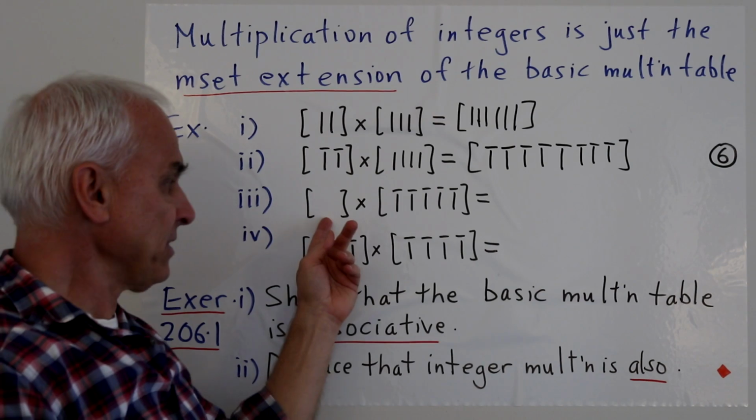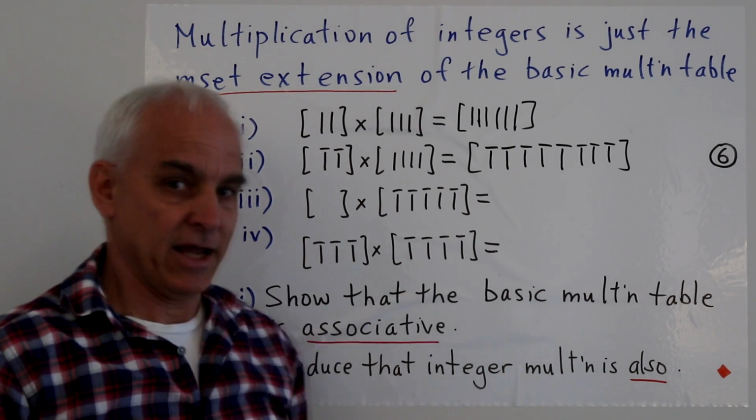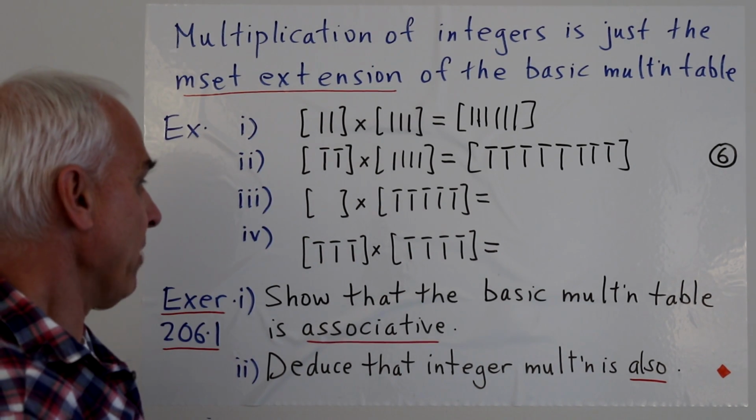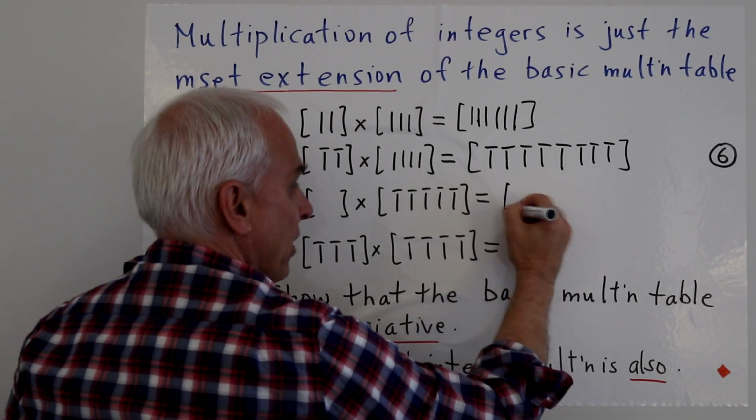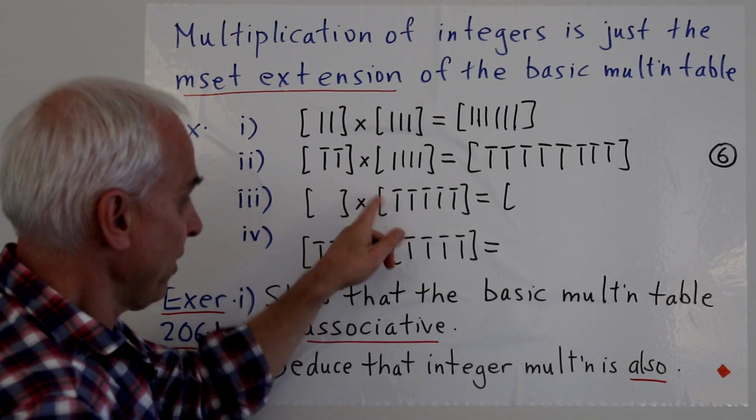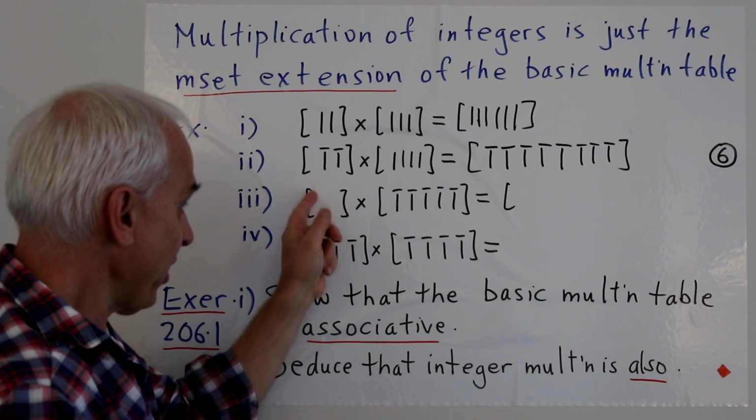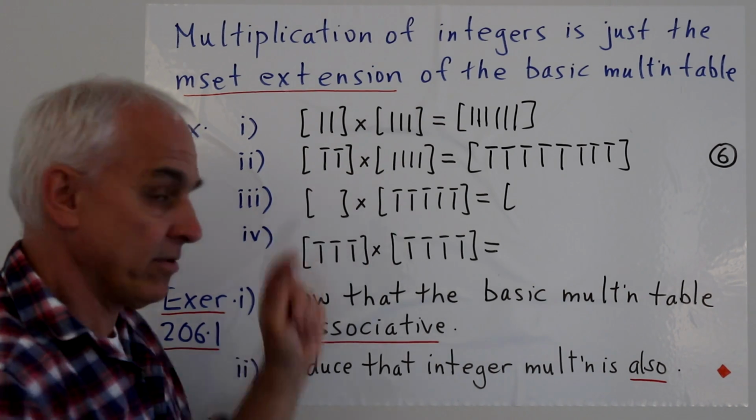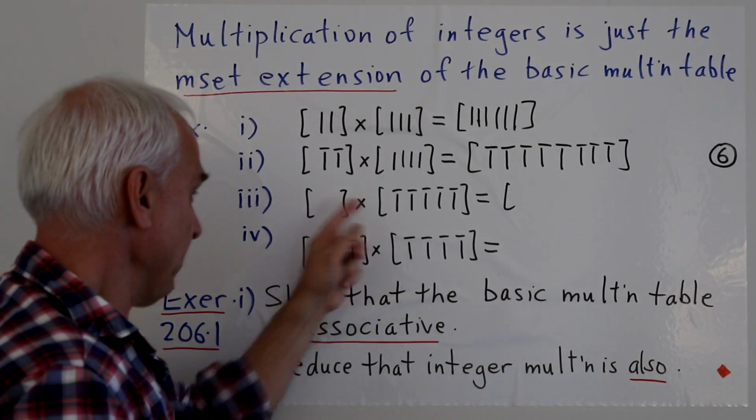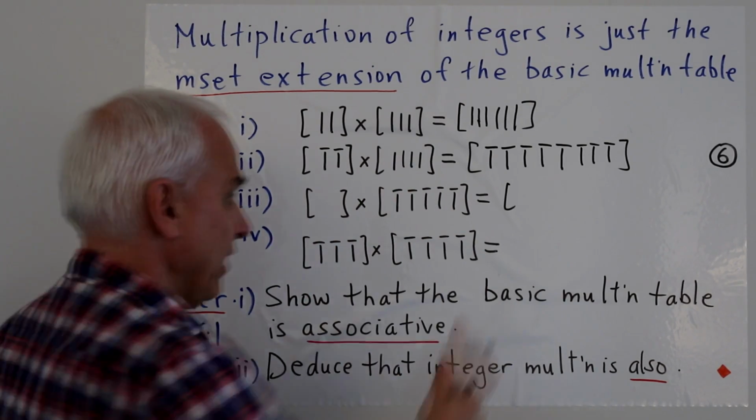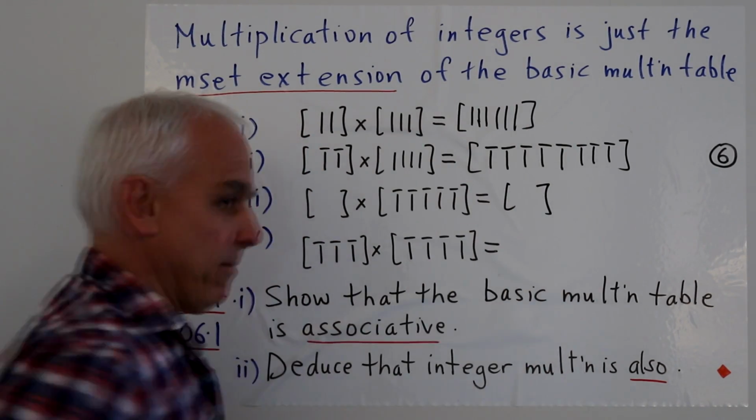If we multiply the empty m set by, say, this negative number, then we have to take the possible products of things in here times things in here, and the products are, well, empty times mark is always empty. So we get empty, empty, empty, empty, empty, give us altogether empty.